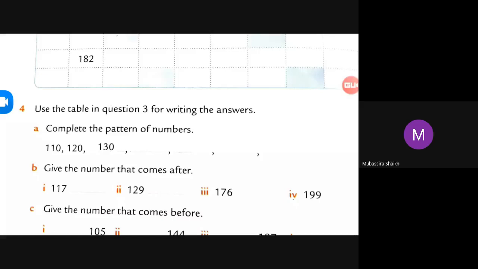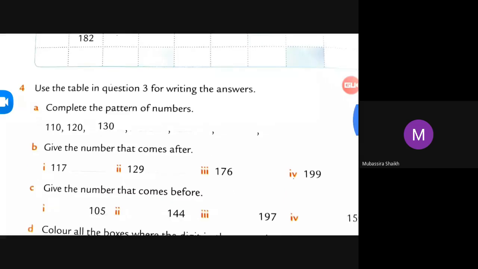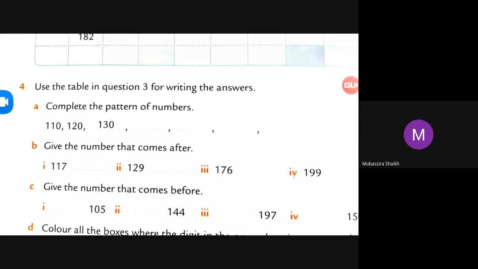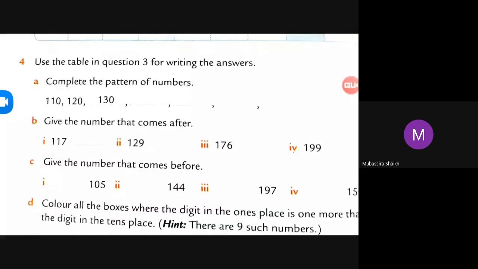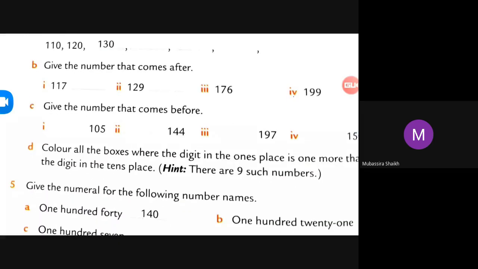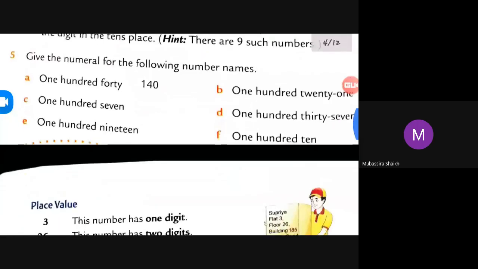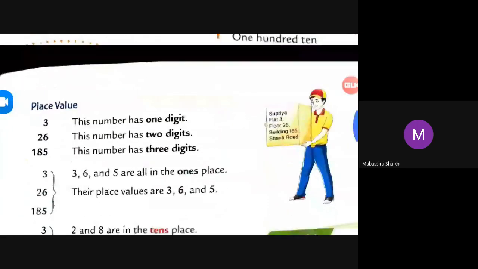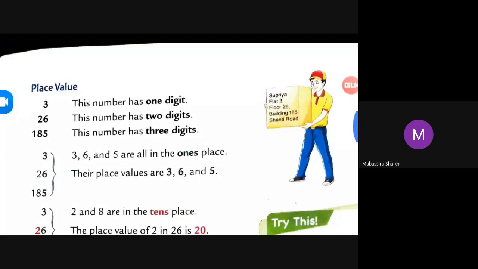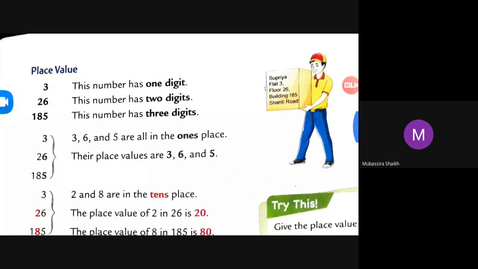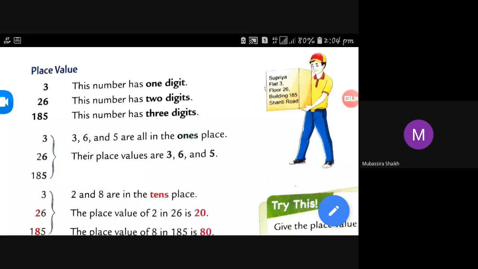Now here, the after number. This you had also done in the first standard. This is the before number. This is also done. This is the numeral form, you have to write down from the number name. So this is very easy, and we had completed this concept. Place value, this is also very easy. We also completed a worksheet of it.